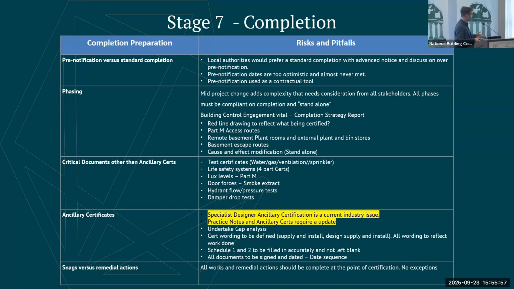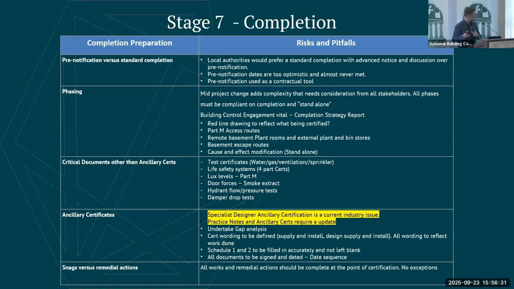In our experience, the pre-notification dates are always too optimistic and almost never met. You're always changing a pre-notification date. And sometimes they can be used as a contractual tool to hold the builder to a particular date. But if it's not achievable, it's not achievable. And there's no point rushing to a date where the pressure of meeting that date will result in reduced quality and a rise in the number of remedial actions being raised, because they're just going so fast to meet a date that is unachievable in the first place.